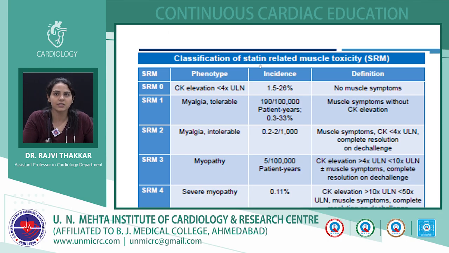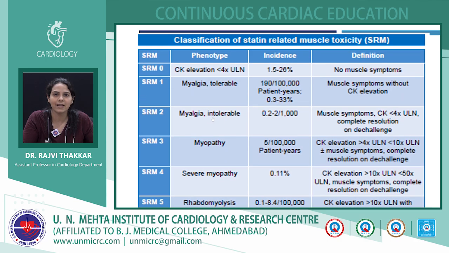Classification of statin-related muscle toxicity, SRM. Six types are defined. SRM 0 means CK elevation less than 5% of the upper normal limit, with an incidence of 1.5 to 2%, and no muscle symptoms. In SRM 1 there is myalgia with tolerable muscle symptoms, without CK elevation. In SRM 2 myalgia is intolerable, with CK elevation less than 4 times the upper limit of normal.